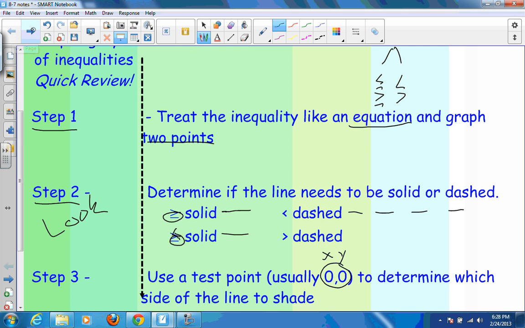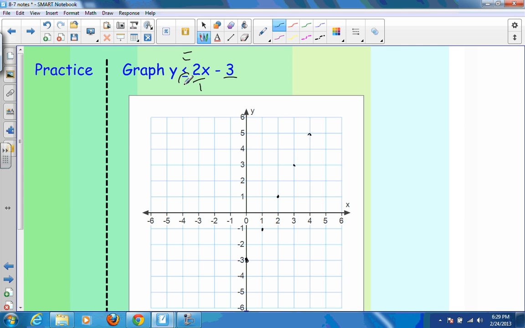Step 2 is determining what kind of line I have now that connects those 2 points. So let's look back at this. I have a line, so I'm going to be graphing a line. So I'll try to draw a line as straight as I can here. And my line looks something like that. Okay? All right, so I have a solid line.